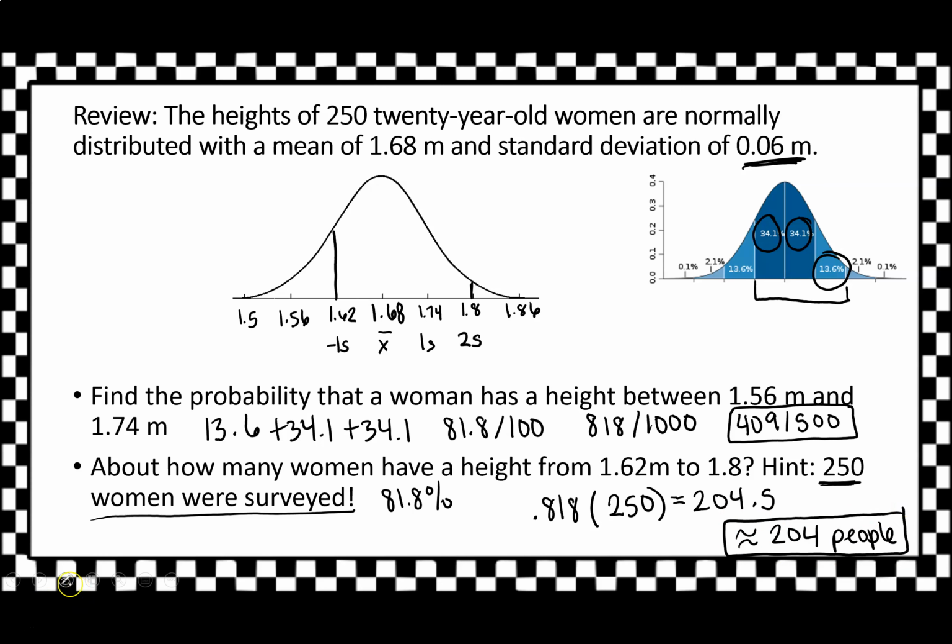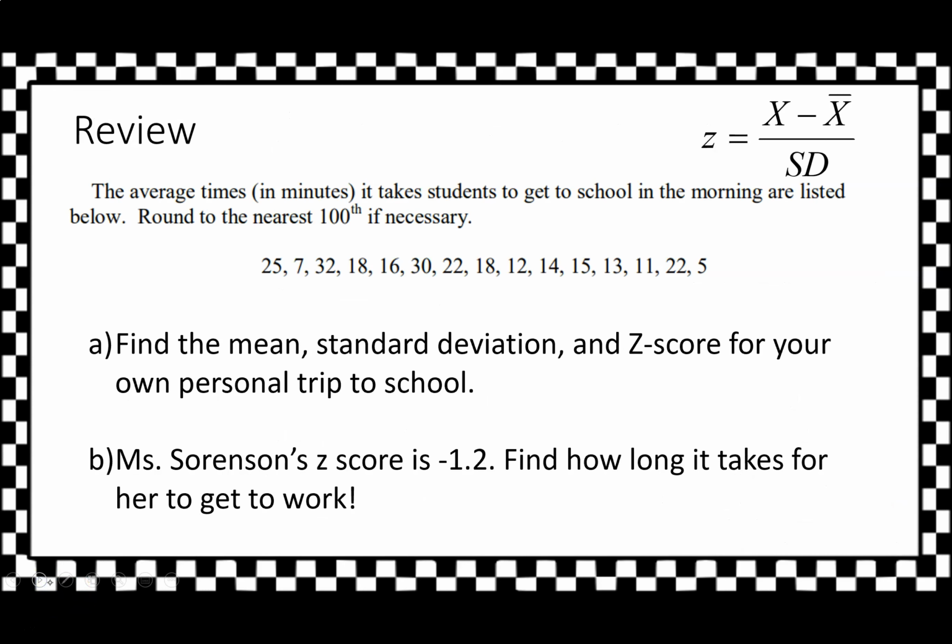Alrighty. All right, here we go. Another review here. So the average times in minutes it takes students to get to school in the morning are listed below. Round to the nearest 100th if necessary. Find the mean, standard deviation, and z-score for your own personal trip to school. Well, to do this, we can find the average pretty easily, add up all the values, and divide by the total number of items. Standard deviation is a little bit trickier. So for both of these two, I recommend you go back to the video where I show you how to do this on the calculator.